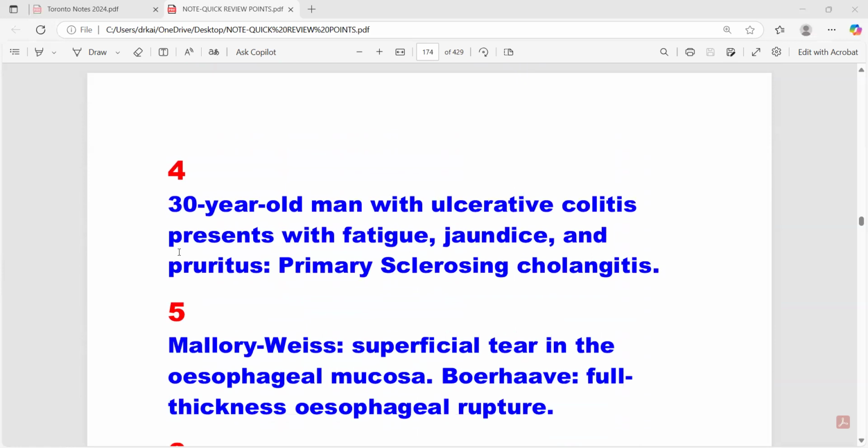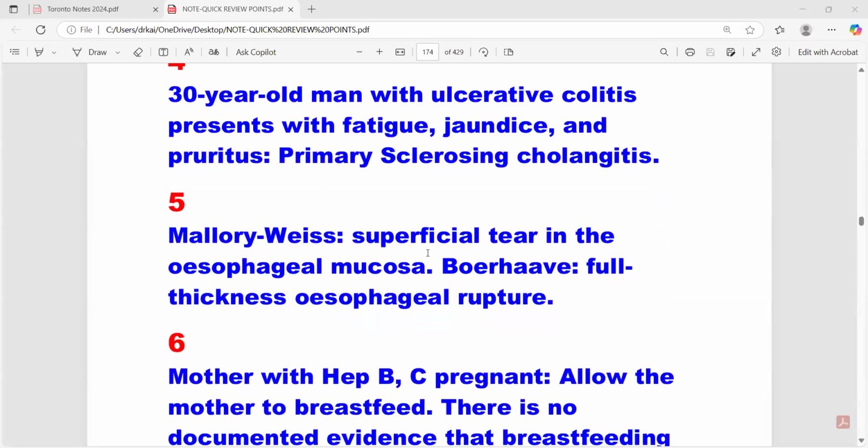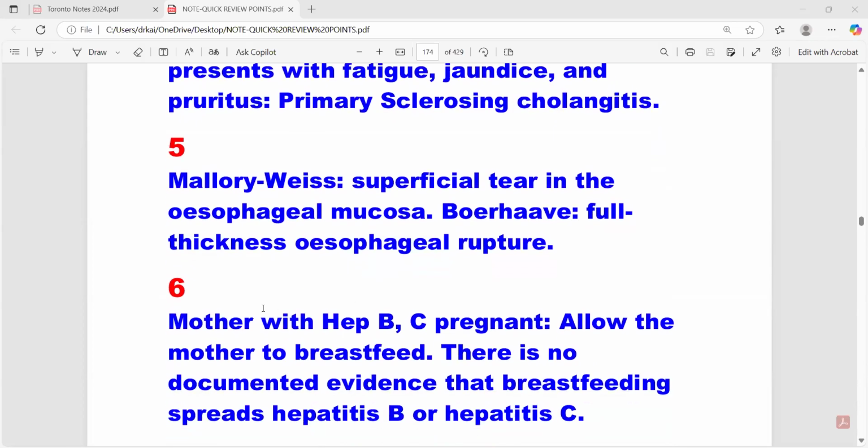A 30-year-old with ulcerative colitis presents with fatigue, jaundice, and pruritus, so it could be PSC. Mallory-Weiss is basically a superficial tear in the esophagus. Boerhaave has full-thickness esophageal rupture.